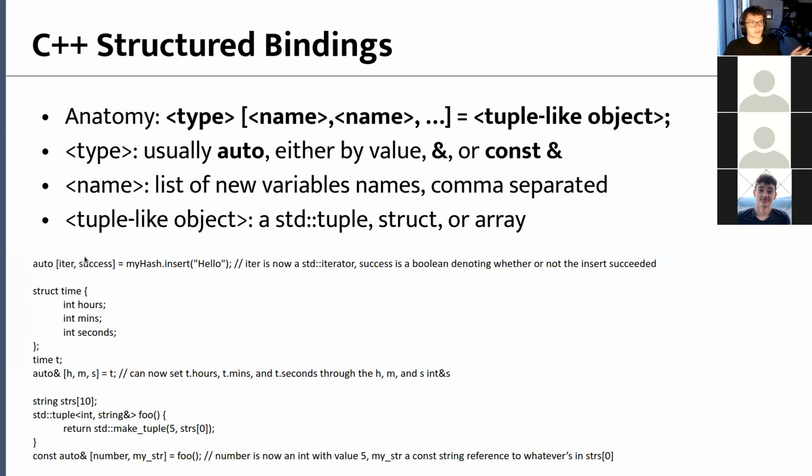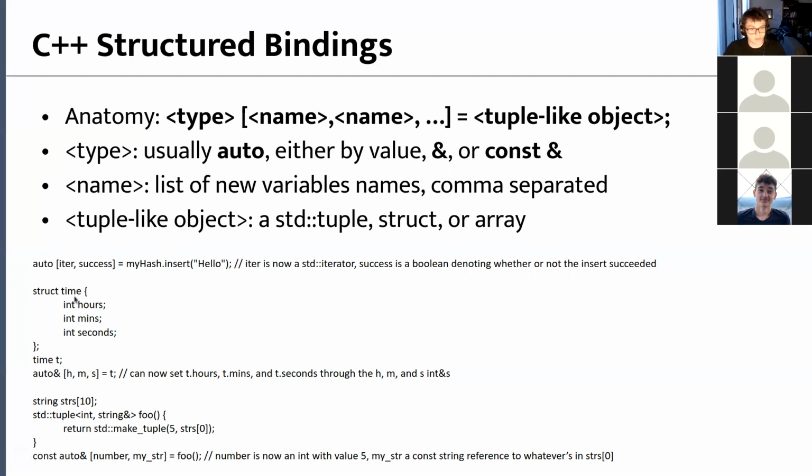So these don't have to be the same type or anything. We're using the auto keyword here. Iter is now a std iterator. Specifically, it's going to be a std unordered map of string to, I don't know, int or something, iterator, but it's just an iterator. And success is going to be a Boolean. So we can do that with anything that looks like a tuple.